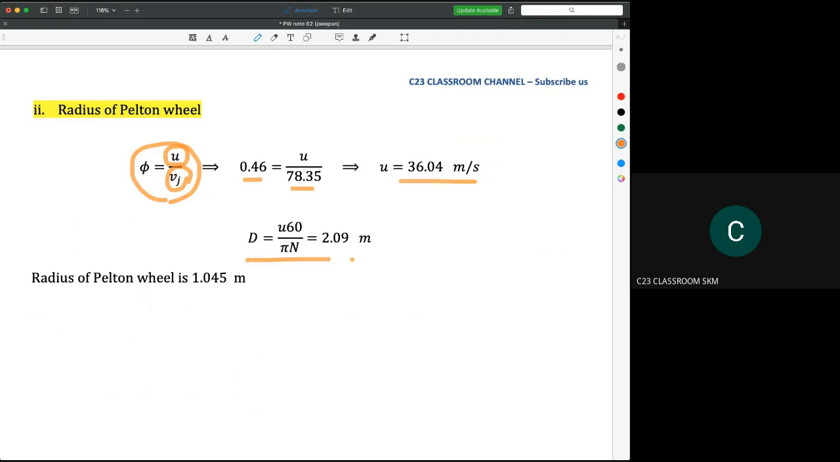Now from this equation, I think you're already familiar with this one. We could calculate the diameter of the wheel is 2.09 meter. Because the question is the radius, it is equal to 1.045 meters.